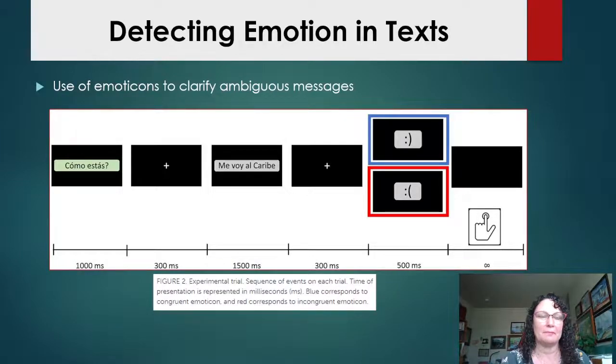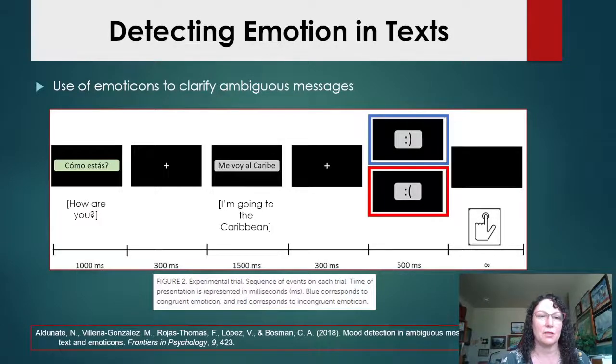They had texts, right? And the first text says, "¿Cómo estás?" And so that means, how are you? And then the next text says, "Me voy al Caribe." I'm going to the Caribbean. And then it's followed by an emoticon. For half of the participants, it's followed by the negative.